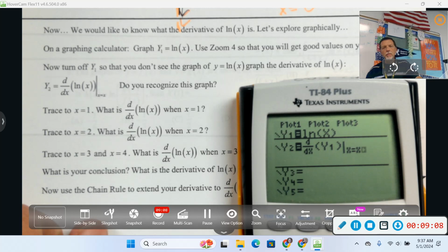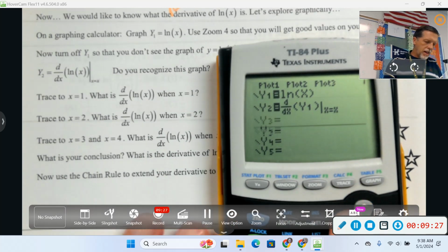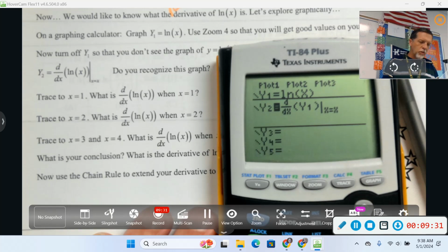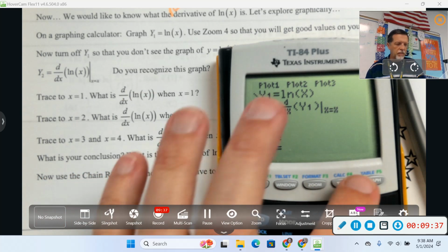Wait, where do you get y1 from? Vars. It gives me the y1, and they're on the bottom half of that front page. I'm going to turn off the first graph so I don't get confused, so it only shows me one. I'm not going to look at the natural log anymore. I'm going to look at the derivative of natural log.